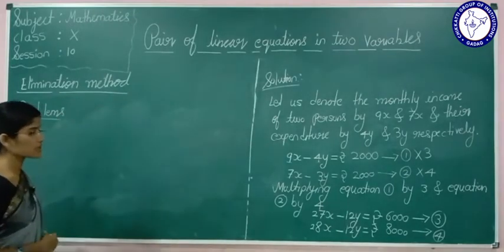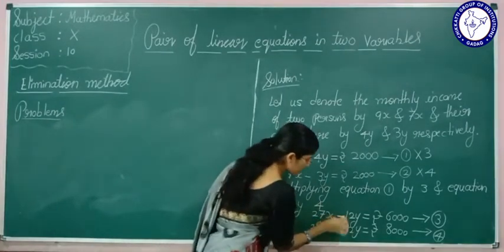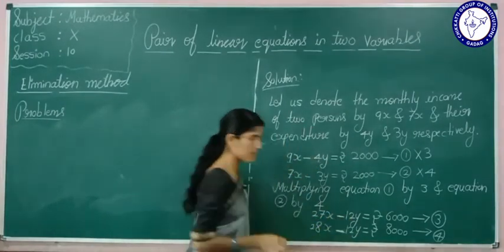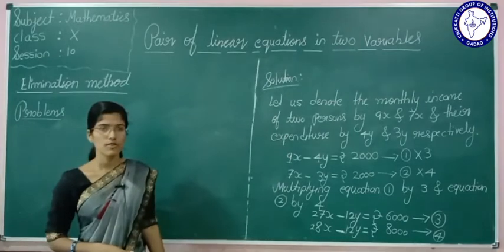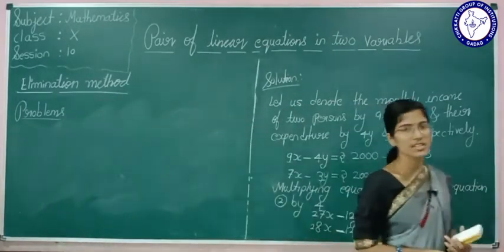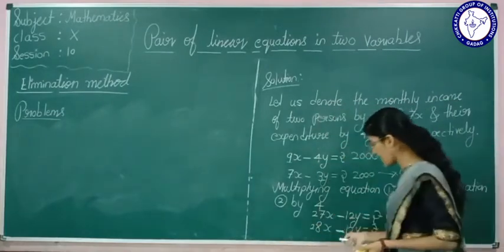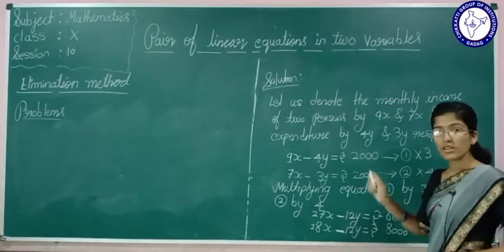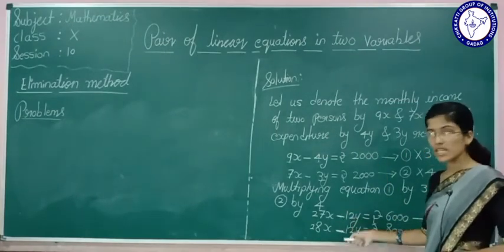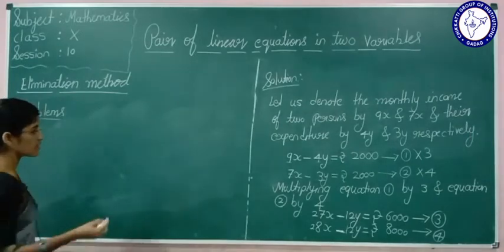Now say how to proceed. I told that if the signs are the same, we have to subtract. If opposite signs are there, we have to add. Okay. Say next what we will do?